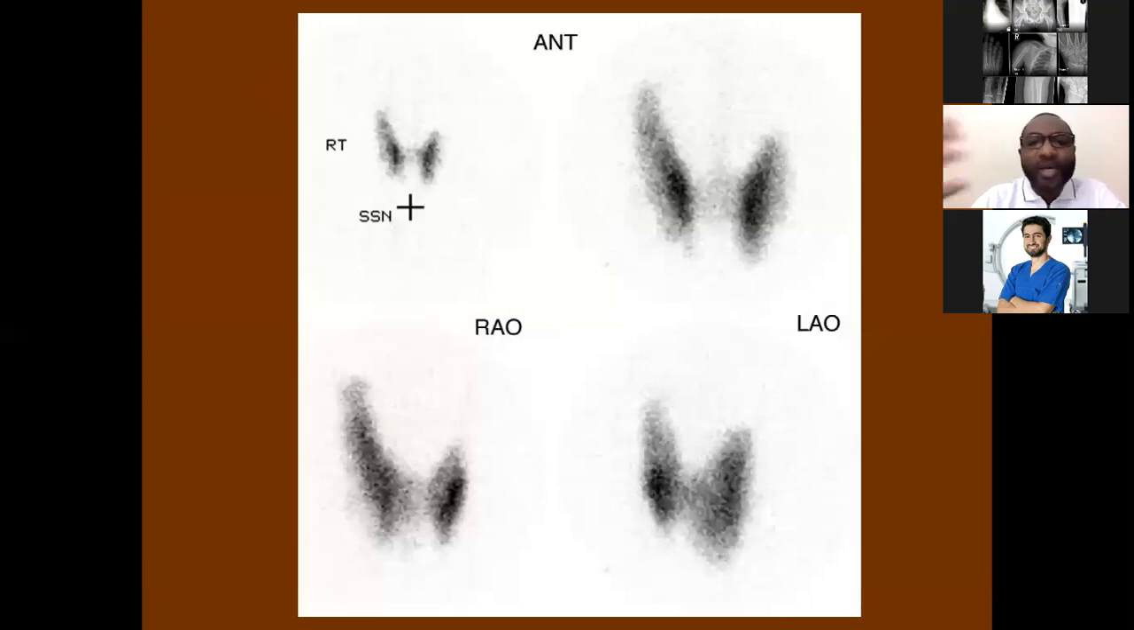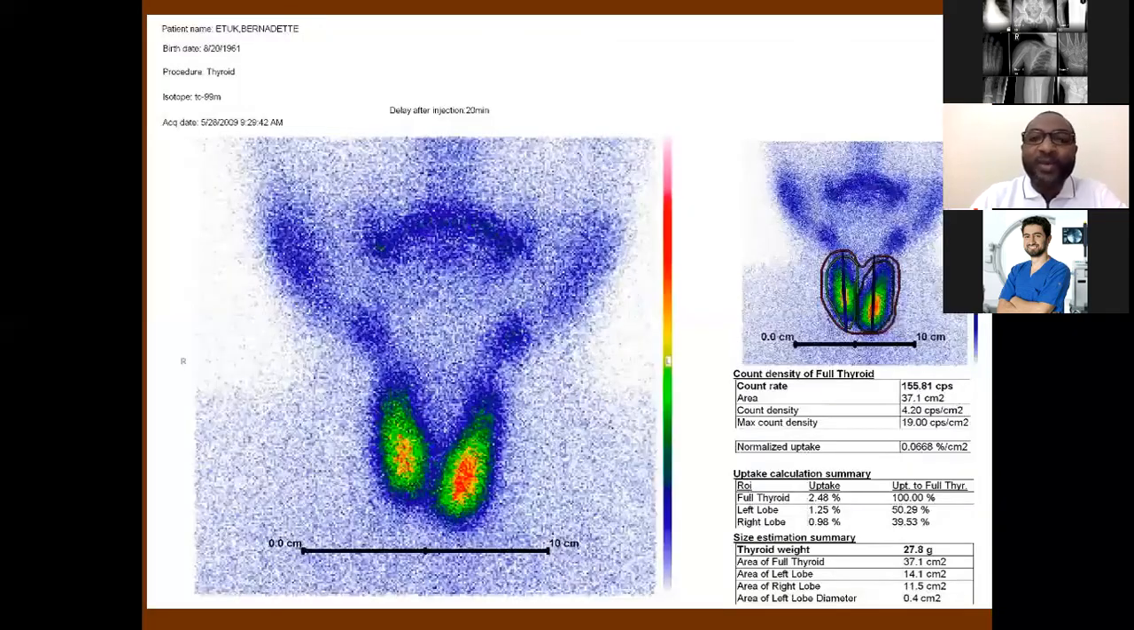Now, apart from visually assessing the image, one of the beauties about nuclear medicine images is that we have the ability to quantify. I will not go into the detailed technology of how we do this quantification, but the idea of doing quantification is to calculate the percentage uptake of the radionuclide in the thyroid.